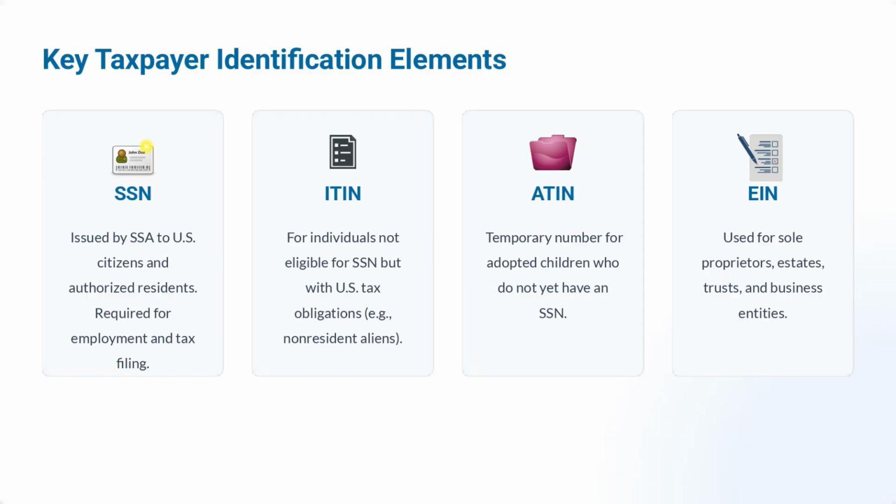Number 4. EIN, Employer Identification Number. An EIN is issued to businesses, estates, trusts, certain individuals with employees, partnerships, and corporations. In the EA exam, EINs are mostly relevant when a taxpayer runs a business or when dealing with estate trust income on Form 1041.